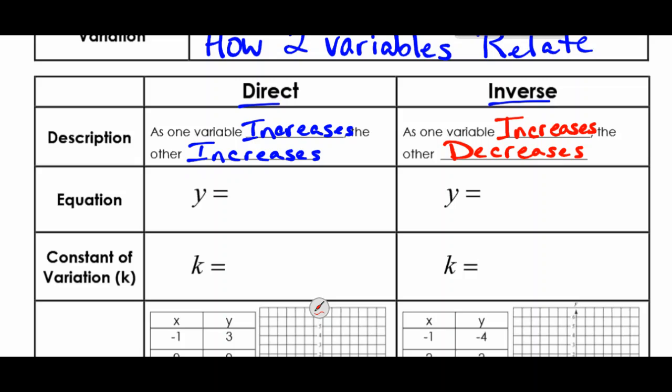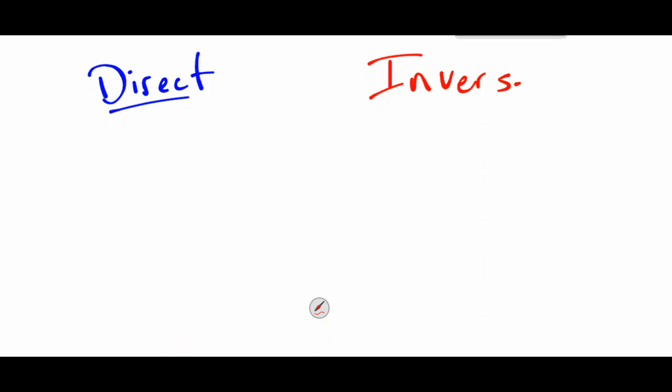Okay, actually, let me just explain what I'm talking about there, just in general. For a direct variation, if one increases, the other increases. It's a proportional relationship. You've learned about this before.